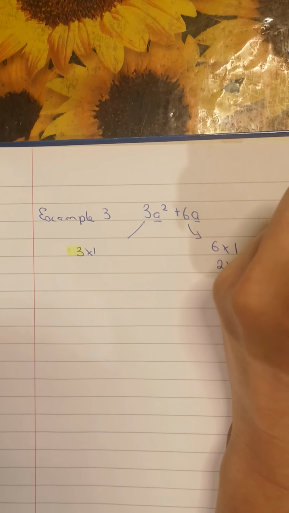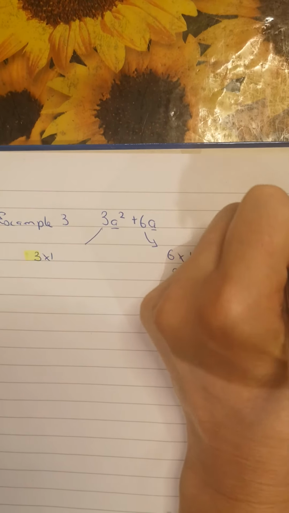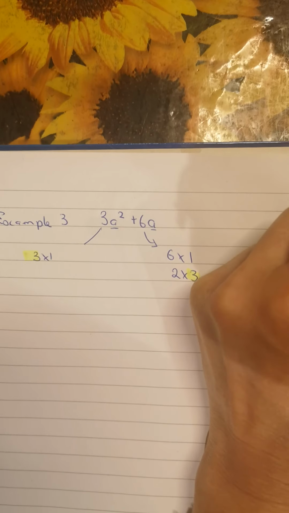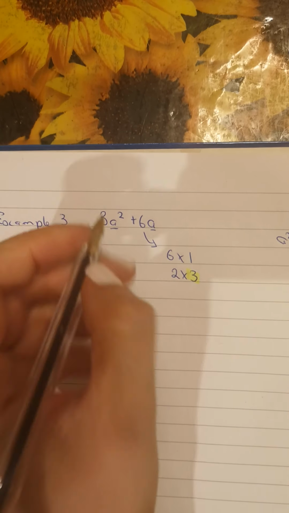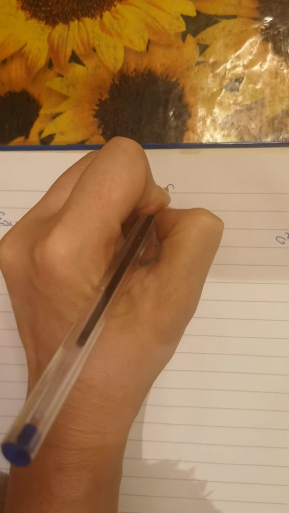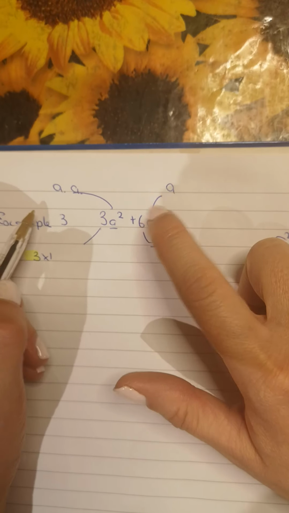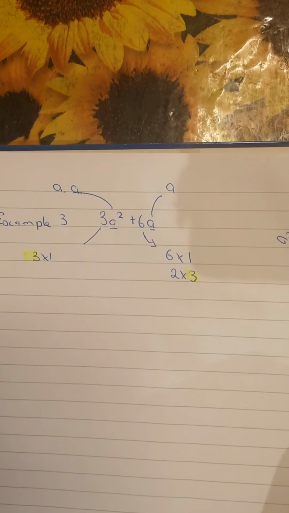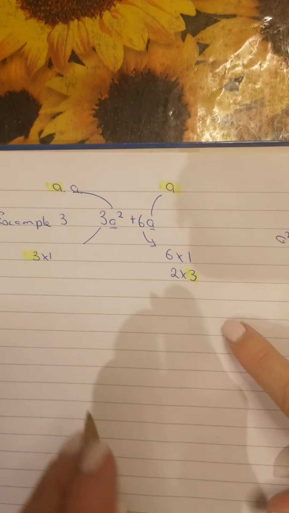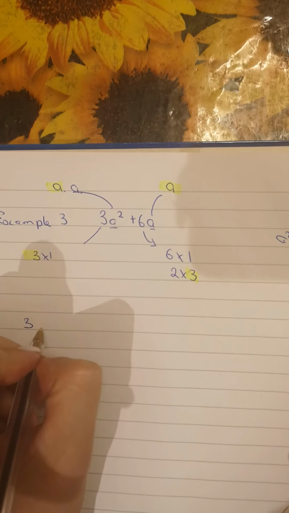Now a squared, you see this? A squared is a by a on the left. Maybe I'll do it up here. A and a. And over here I have a. So look, isn't there one a common to both? So I can take out an a as well. So I'm going to take out a 3. I'm going to take out an a.